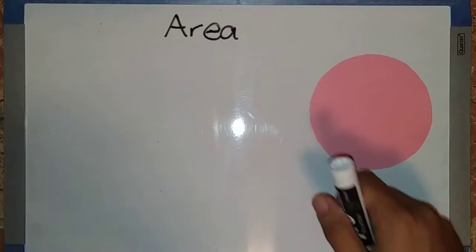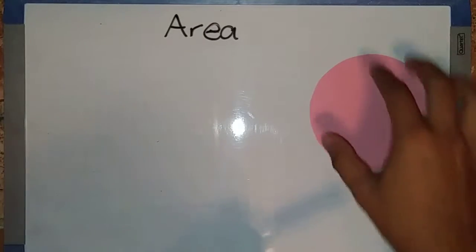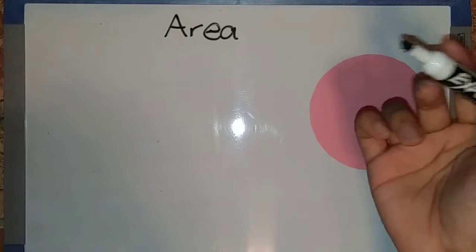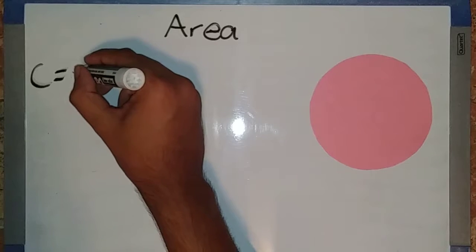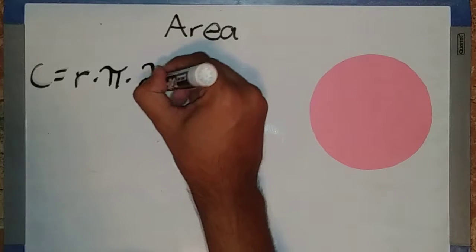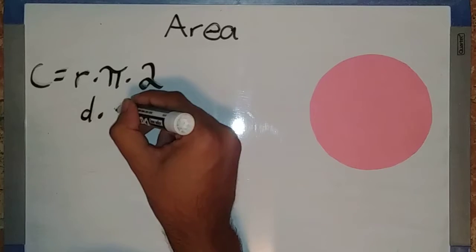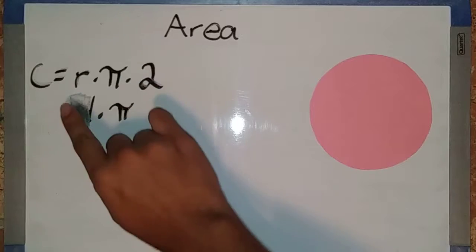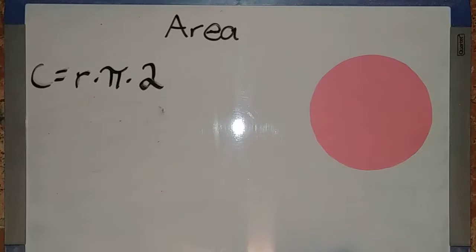Now, for this lesson, the students would need to have previously known how to find the circumference of a circle. In case you don't know, I'm just going to write it. The circumference of a circle is found by multiplying the radius times pi times 2. Or you can also say that circumference is the diameter times pi. But in order to keep things simple, we're just gonna use the radius instead of the diameter.